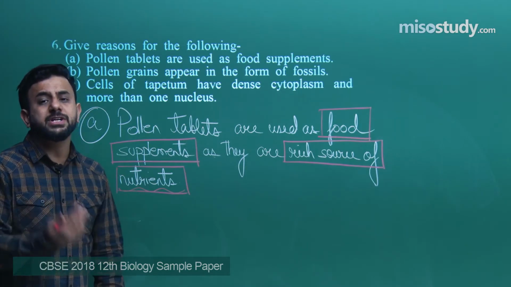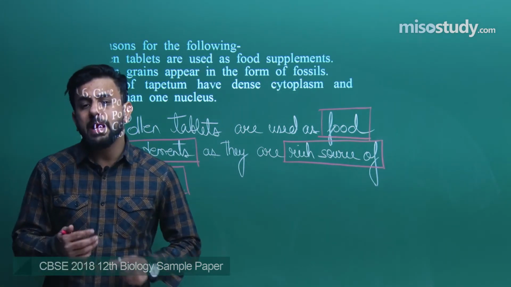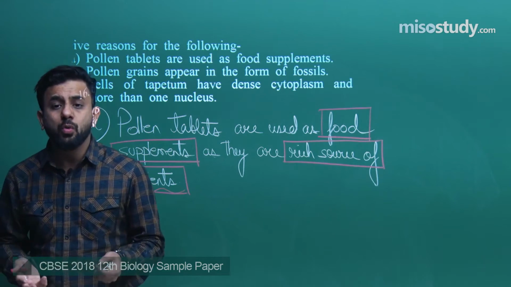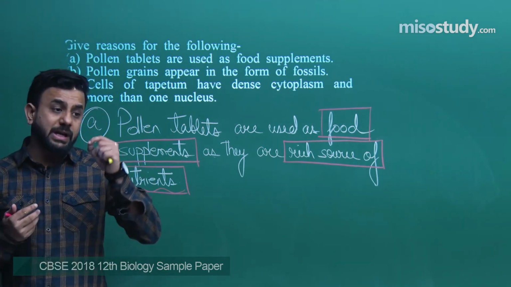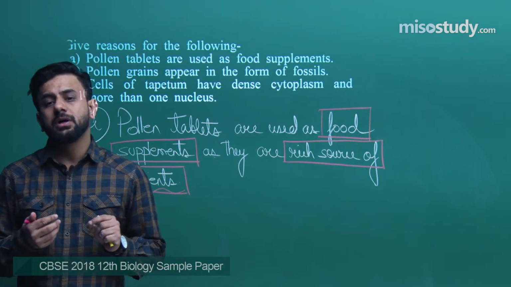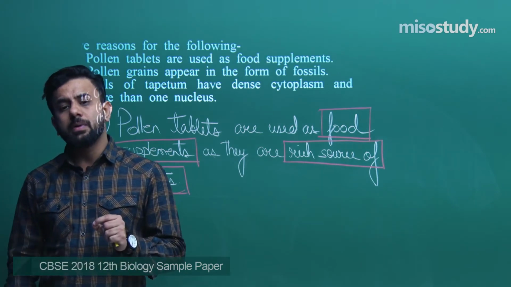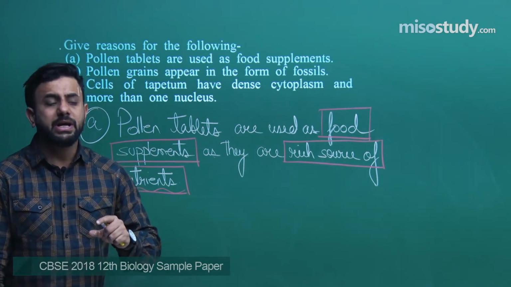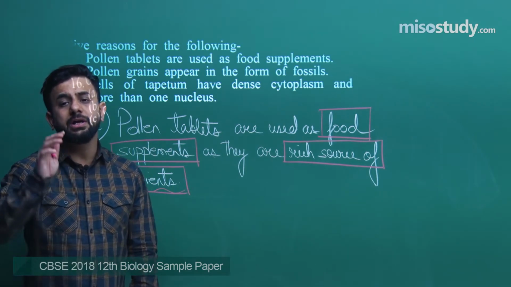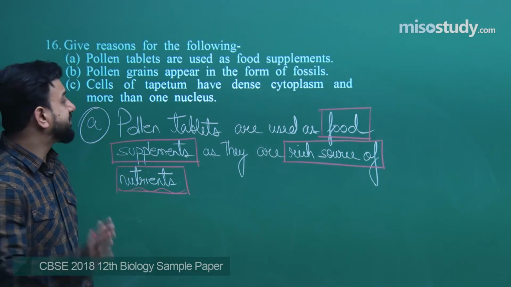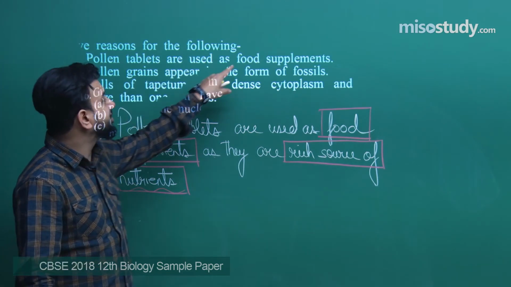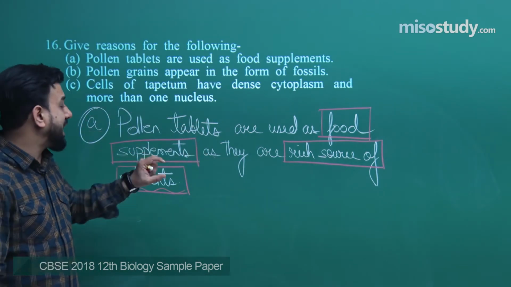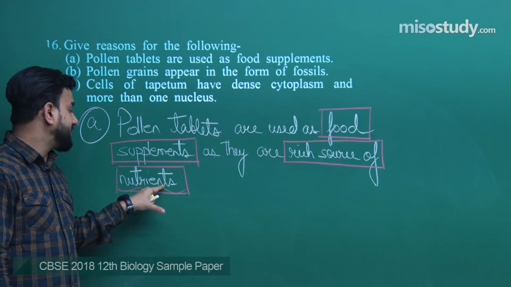For example, you take vitamin supplements. Why? Because maybe in your day-to-day life you do not know whether you're taking in the required, adequate amounts of vitamins and minerals. So what do you do? You take in supplements of iron, you take in multivitamin tablets. Similarly, the pollen tablets are also used as food supplements because they are a rich source of nutrients.